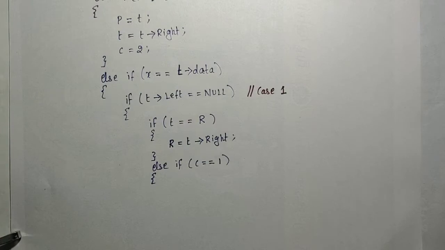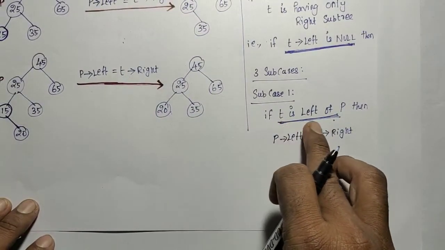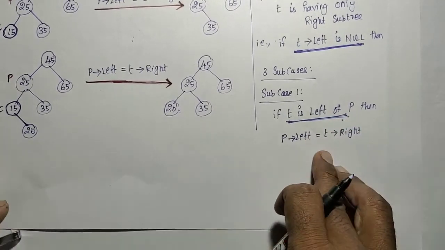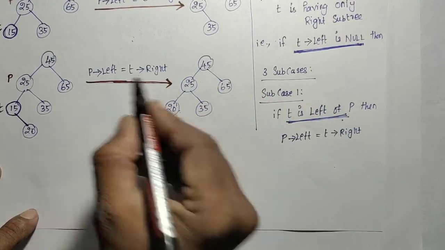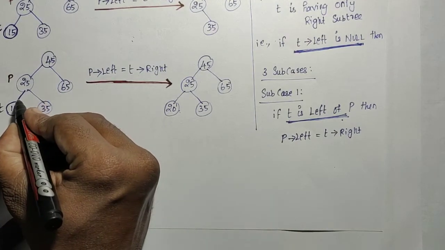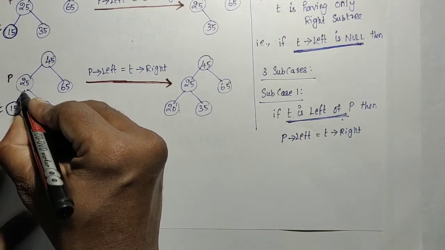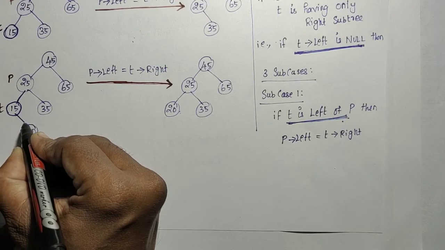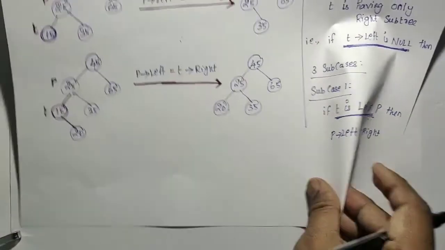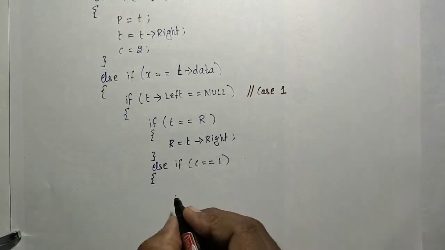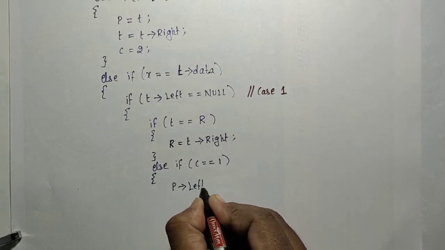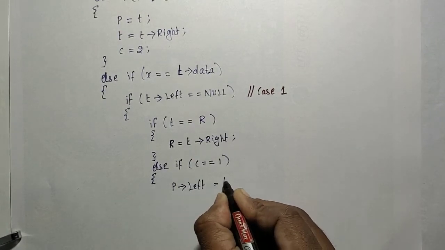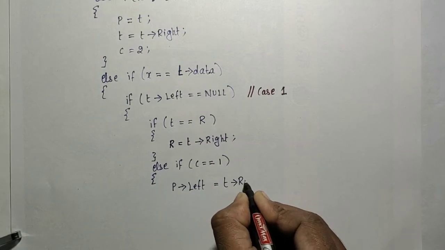So what is the solution? Case 1, subcase 1: t is a left of the p means I have to store t of right to p of left. So this link has to be created like this. So I need to update parent of left with t of right.